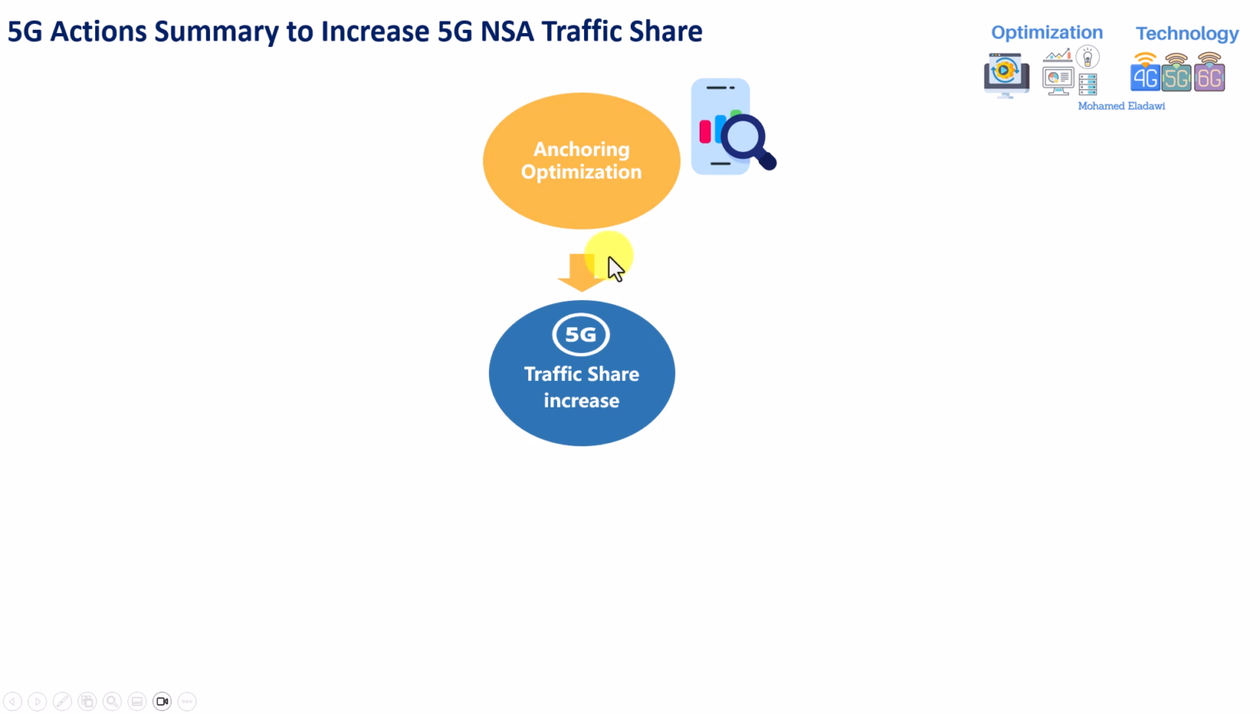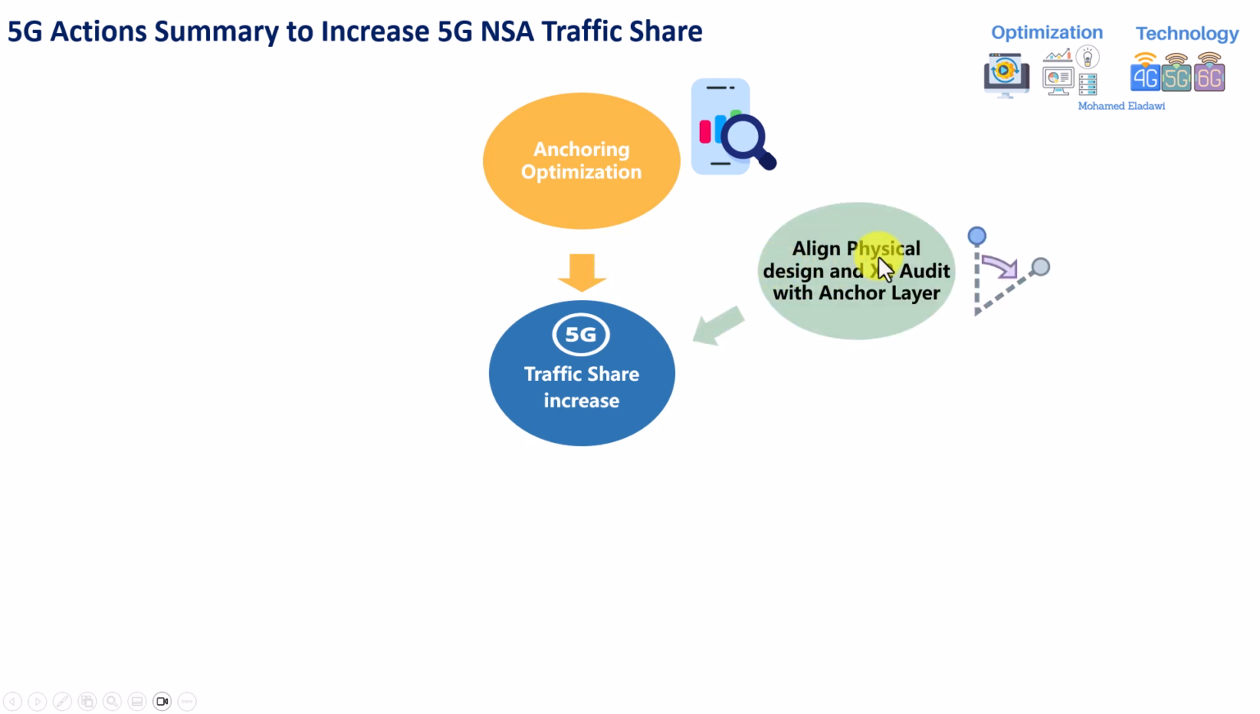The second part is about aligning the physical design between, for example, the anchor layer, which is, let's assume, FDD, and the NR as well. For example, if they have a different orientation, it can impact the traffic because you will have a misbalance in, for example, the coverage footprint. The other part is that we require X2 definition between the 5G sites and 4G sites as well. This is very important, because if you don't have the X2 interface between the 4G and 5G nodes, it will cause a problem.